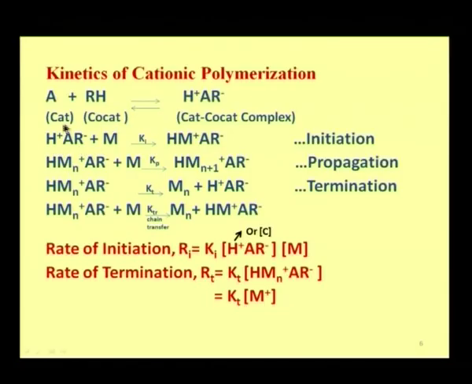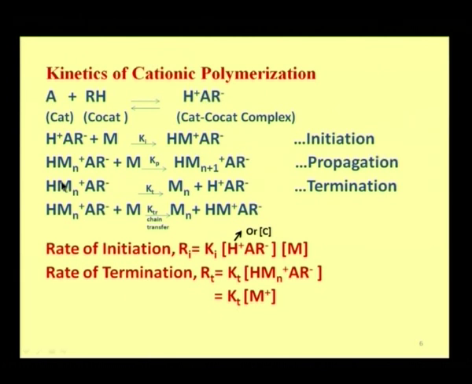So, coming back to the kinetics of the cationic polymerization, we basically have a catalyst co-catalyst complex formed initially, and this complex, H+ Ar-, attacks a monomer molecule, say M. This undergoes an initial reaction, called initiation, with a rate constant of Ki to form HM+ Ar-. This is nothing but the co-catalyst catalyst complex where the monomer has got inserted into the catalyst.